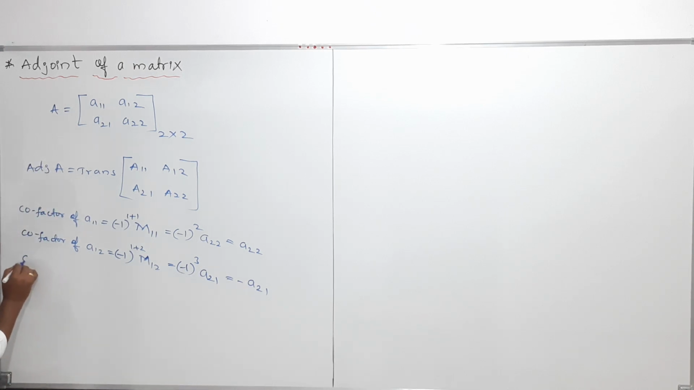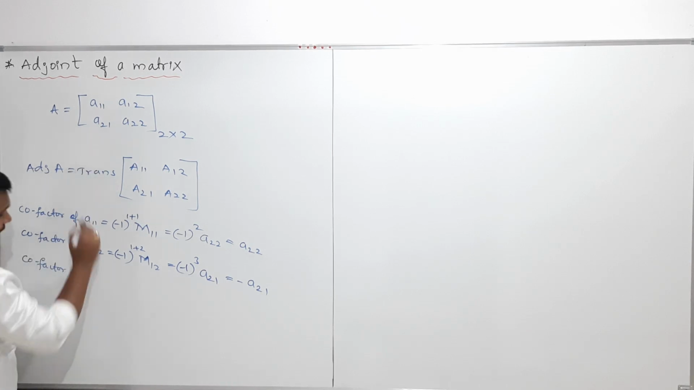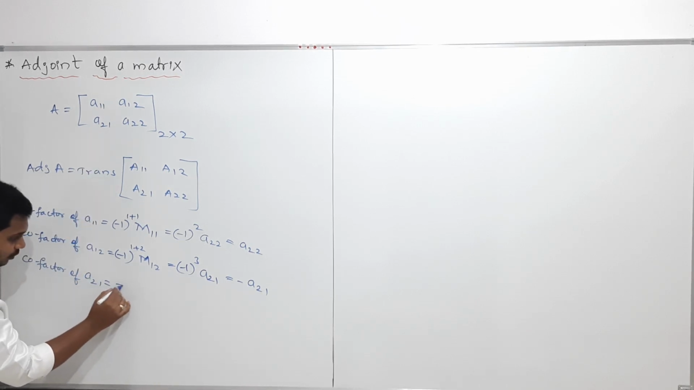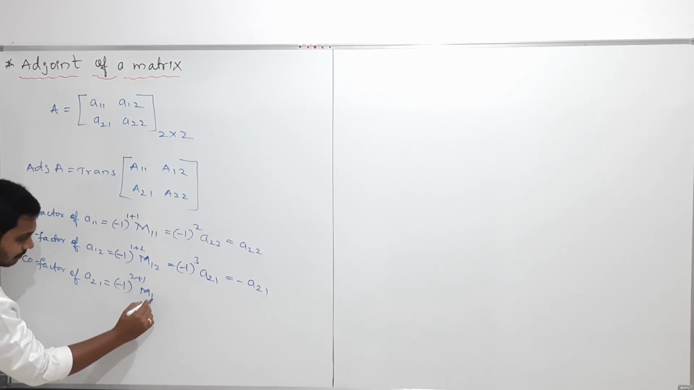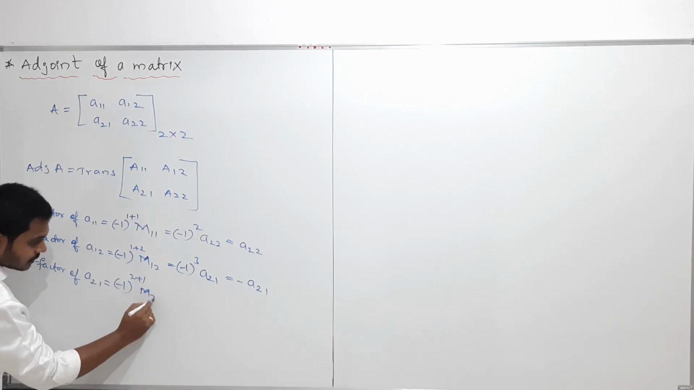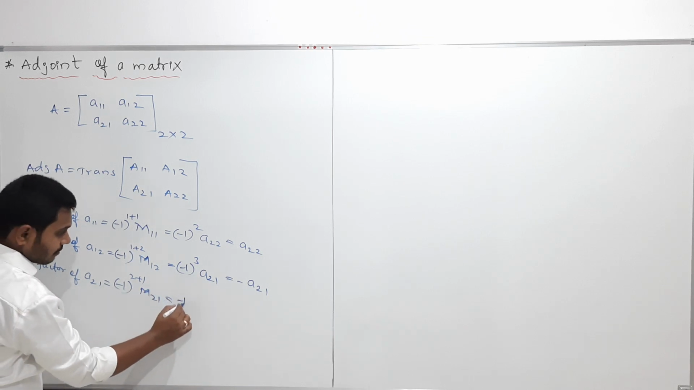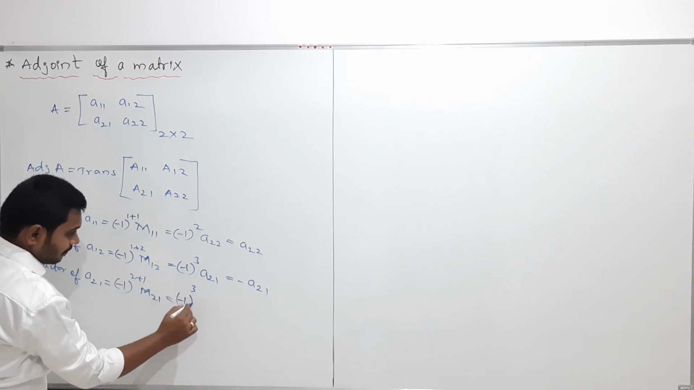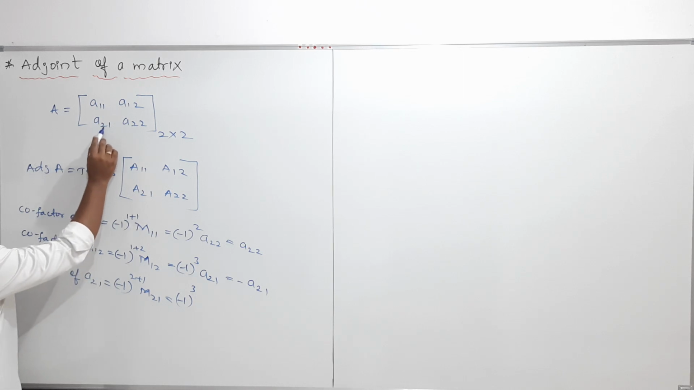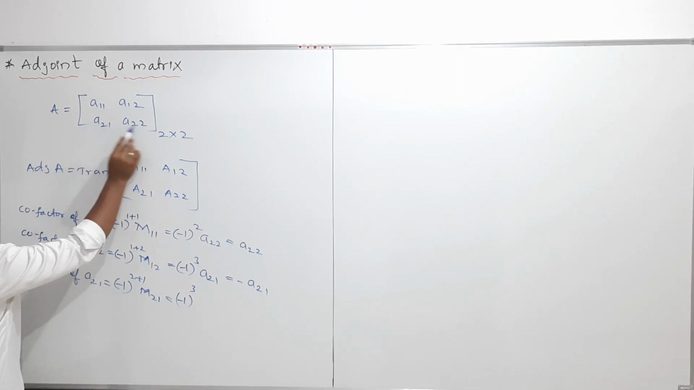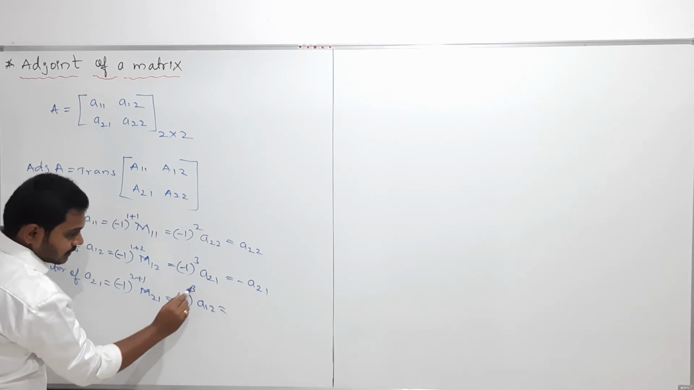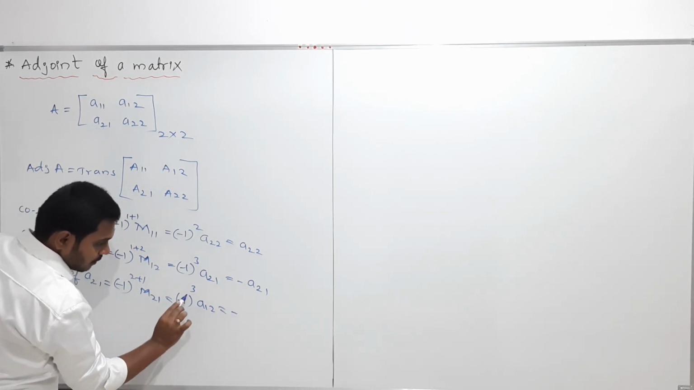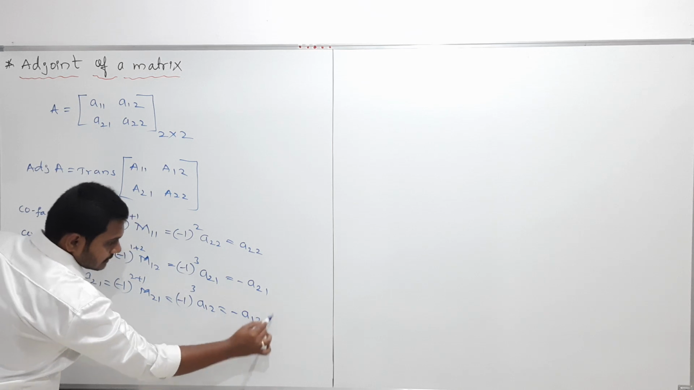And similarly I can find the cofactor of A21. Cofactor of A21 is minus 1 whole to the power 2 plus 1 into M21. So this is minus 1 to the power 3, as 2 plus 1 is 3. M21 means this element's minor. Leave this row and this column. What is remaining? A12. So minus 1 whole cube is minus 1, and minus 1 into A12 is minus A12.